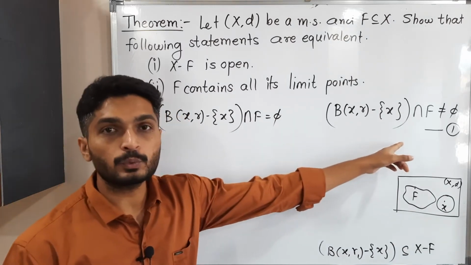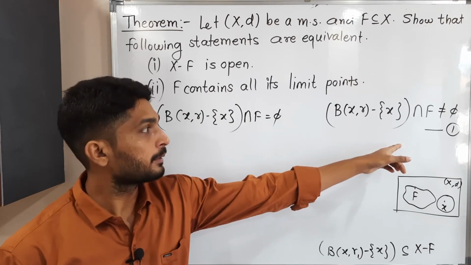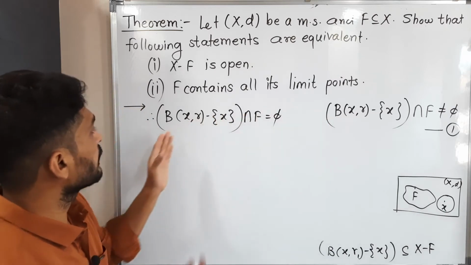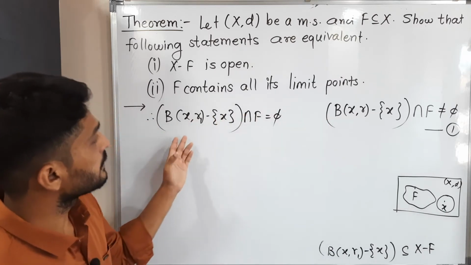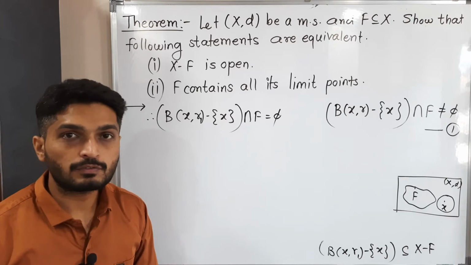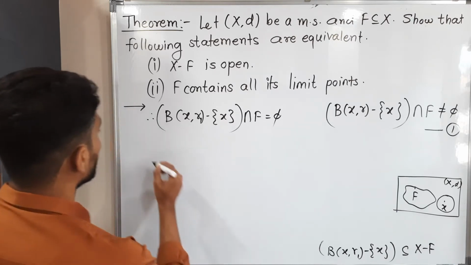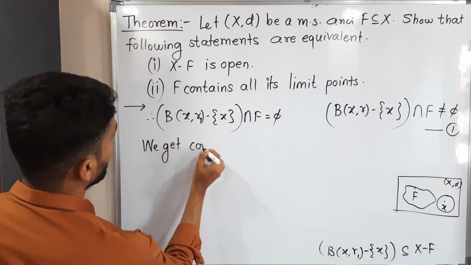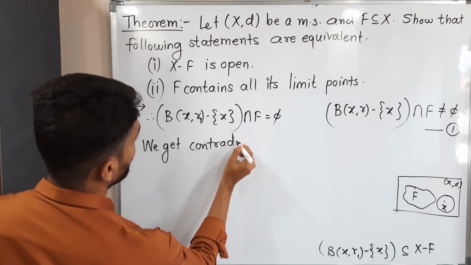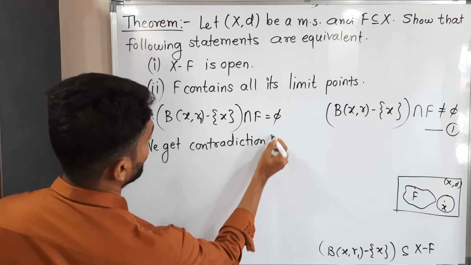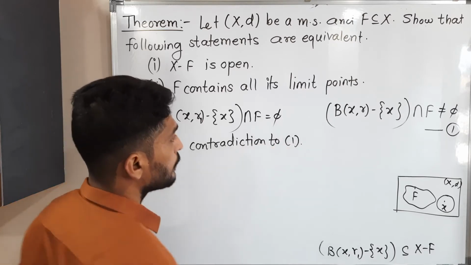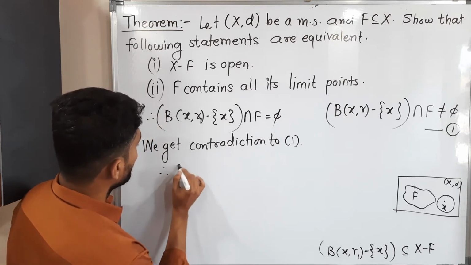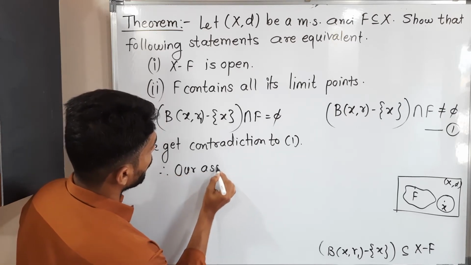But actually we get a contradiction to statement number 1, because there we say the intersection is non-empty for every r greater than 0, and here for r1 we are getting intersection phi. So we get a contradiction to 1. That means our assumption is wrong. Therefore, our assumption is wrong.